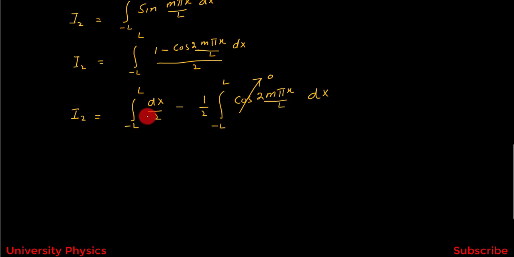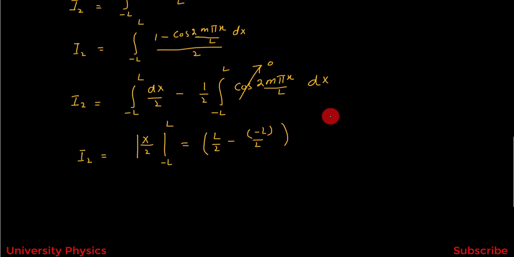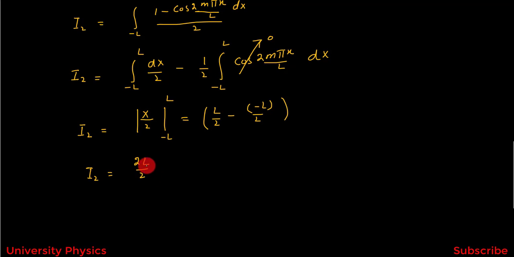So this term will become equal to 0 and we have to integrate only this term. Now the integration of this term is equal to x by 2 and limits are from minus L to plus L. So now I have to apply the limits. After putting the limits we will get L by 2 minus (minus L by 2). Here this minus and this minus will become plus and we will get L by 2 plus L by 2, which is equal to L. So I2 is equal to L.